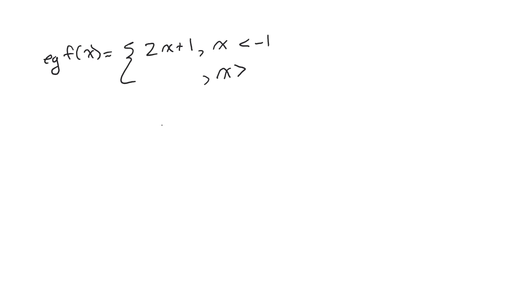So now I'm going to give you two problems so we can graph them. Let's say we have a function that looks like this. f(x) is equal to 2x plus 1 for x less than -1, and for x greater than or equal to -1, we're going to have x squared.